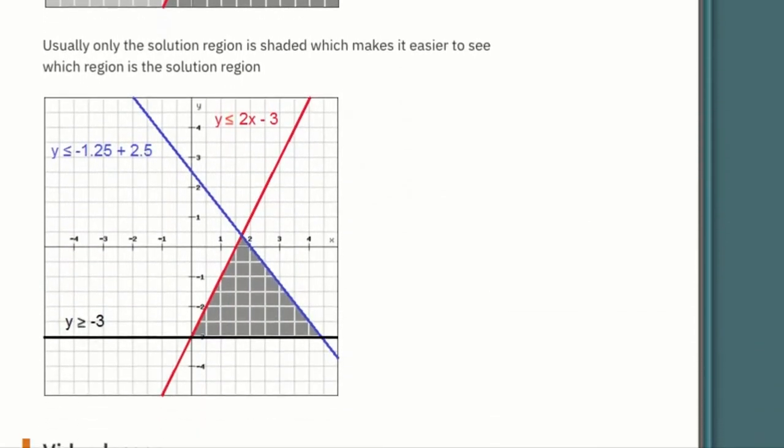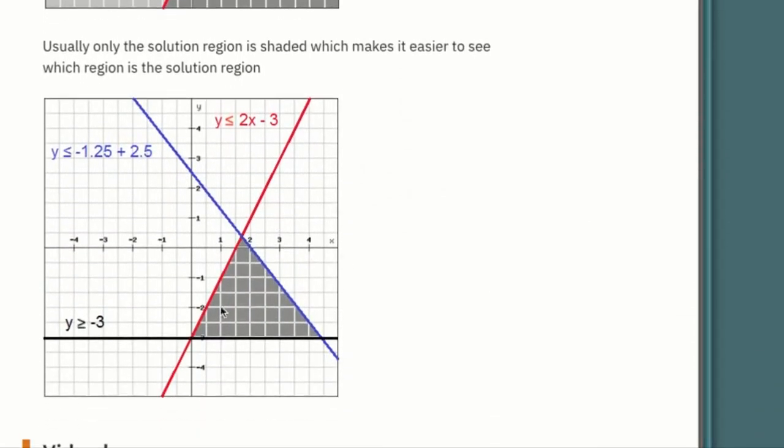Okay, and then to find the solution of 3 systems of inequalities, this one you notice is greater than, and so we would shade above that, giving us the shaded area right there.